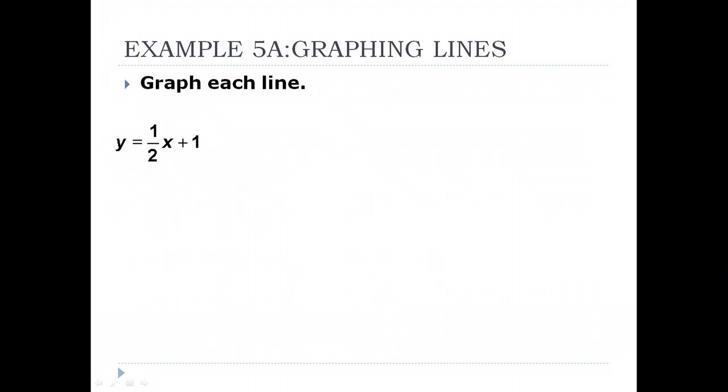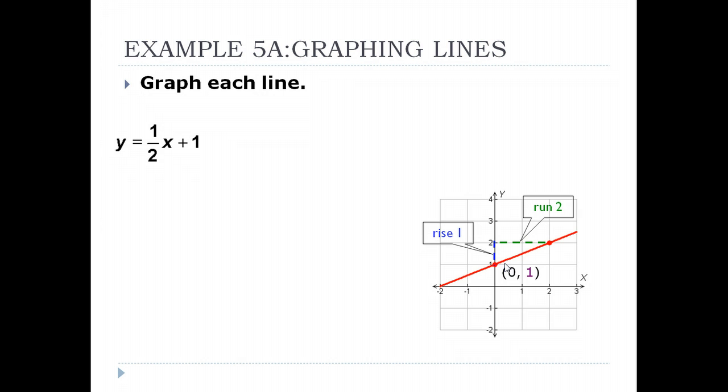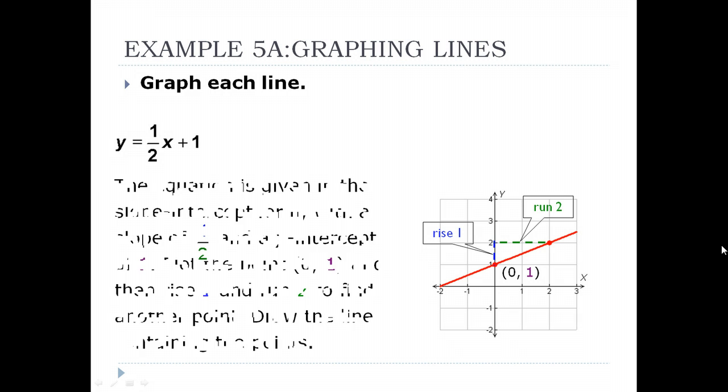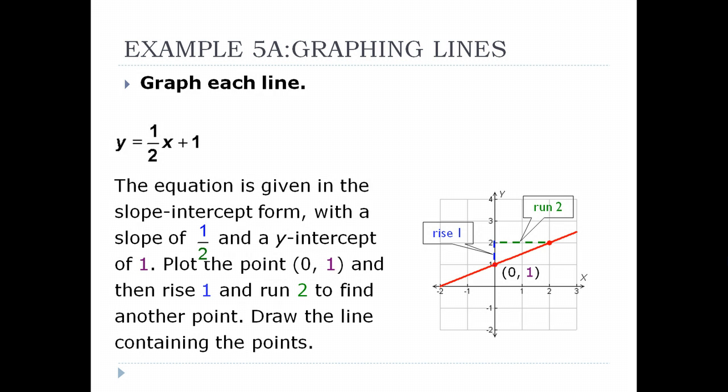To graph these lines, remember we said we start with b, the beginning, and we use the slope. So we start with 1, and we rise 1 and run by 2. The equation is given in the slope-intercept form, a slope of 1/2 and a y-intercept of 1. Plot the point 0, 1, and then rise 1 and run 2 to find another point. Draw the line containing the points, and you're finished.